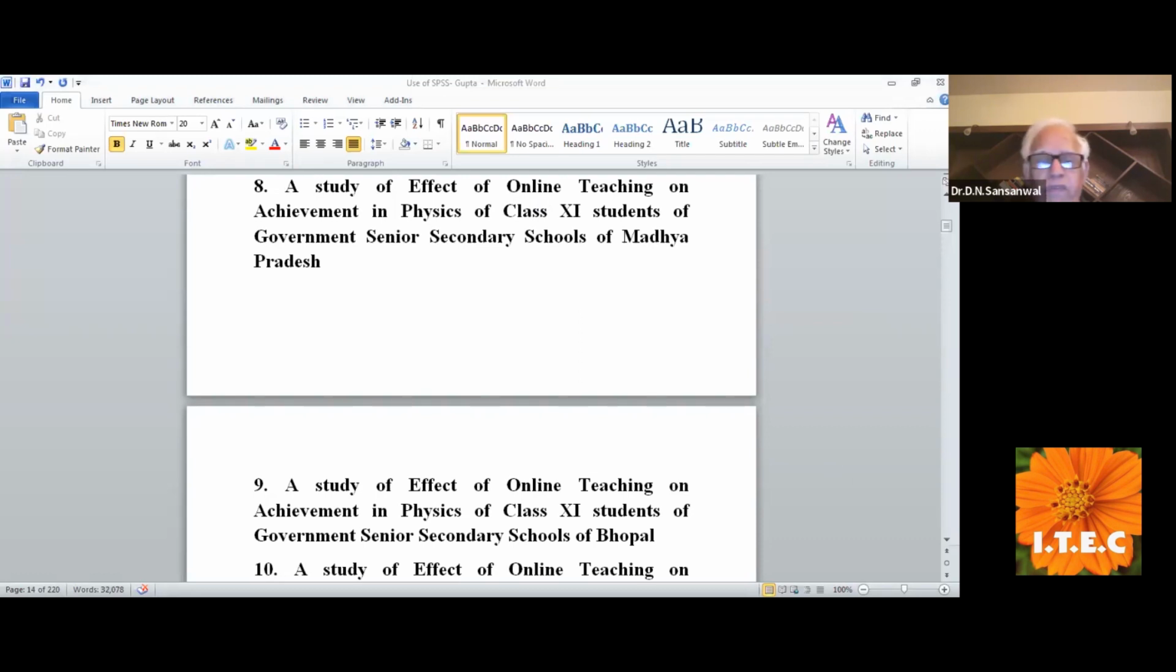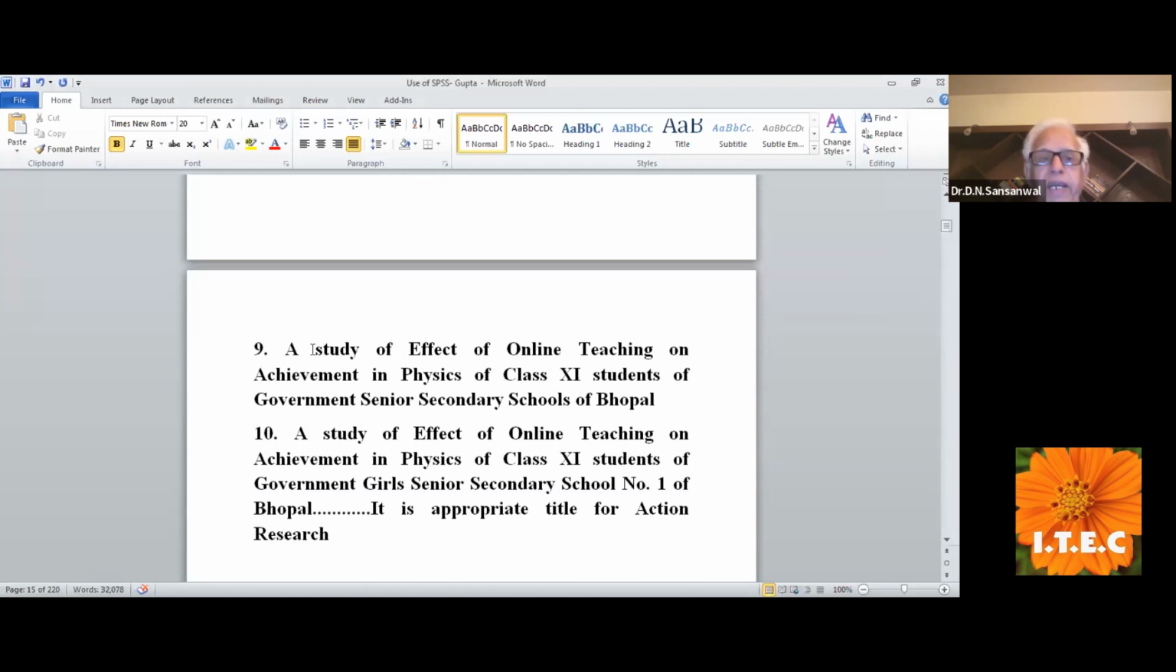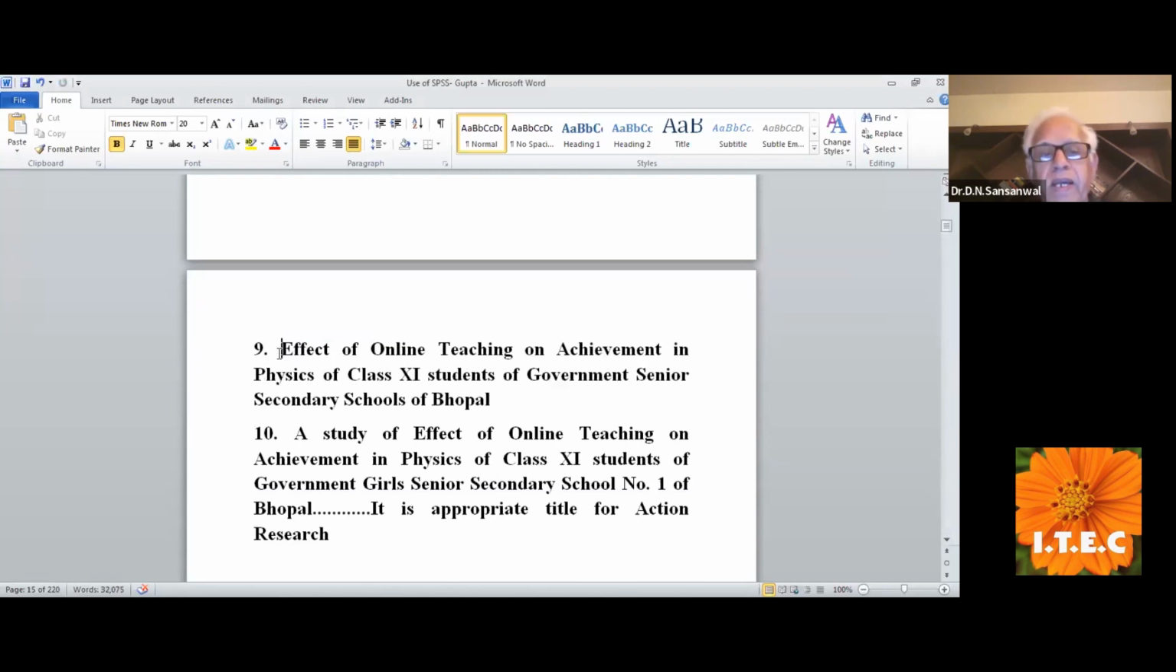Now, if you take this: effect of online teaching on achievement in physics of class 11 students, can this be the title of the research or not? Harsha, no, it cannot be the title of a research. It is the title of a paper, because you come to know about the effect only after the experiment has been conducted.